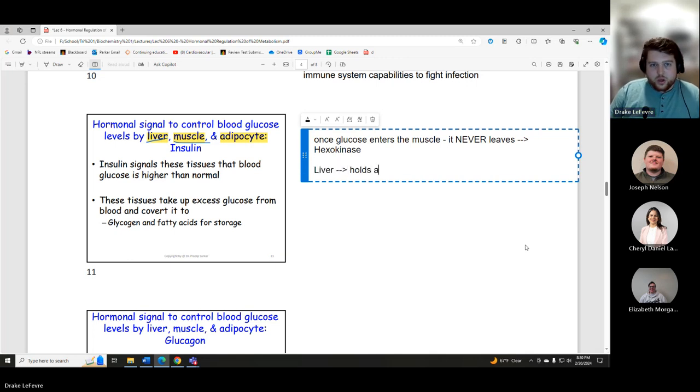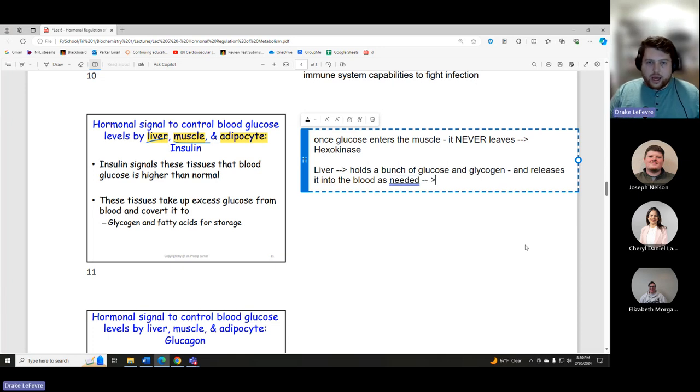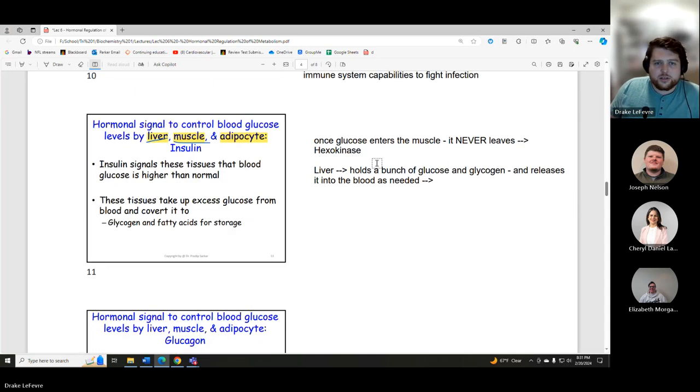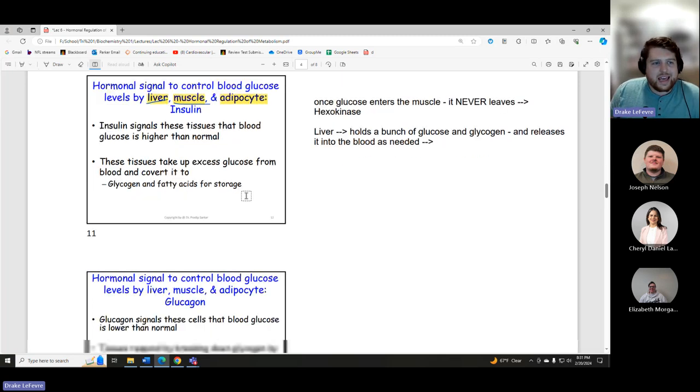The liver holds a bunch of glucose as glycogen and releases it into the blood as needed. This is why it's really common, and you may know of somebody or have heard of fatty liver disease, where somebody has a lot of fat in their liver. This is due to the liver's response to hold glucose. It holds onto the glucose, holds onto the glycogen. It's the main storage organ for it. And when we have excess glucose, it turns into fat. So when we store a bunch of glucose in our liver, it turns to fat. And then we have a bunch of fat in our liver, and that's when we get fatty liver disease. The liver's main job is to hold all that glucose to be able to release into the blood as we need it.